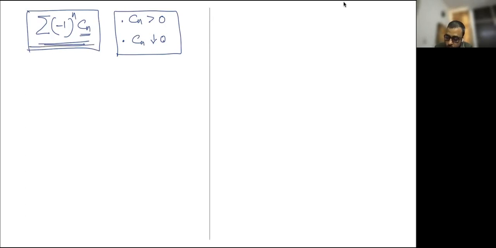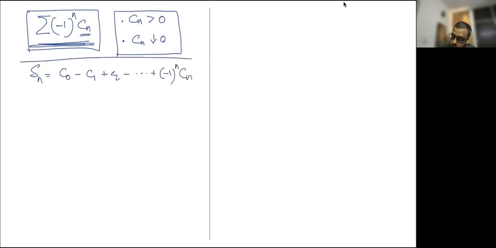But now we are looking at this slightly more general case. So Sn here is C0 minus C1 plus C2 minus and so on, up to (-1)^n Cn. Okay. Now we will see that exactly the same argument would go through for this case also. Why? Because, so let's look at this.